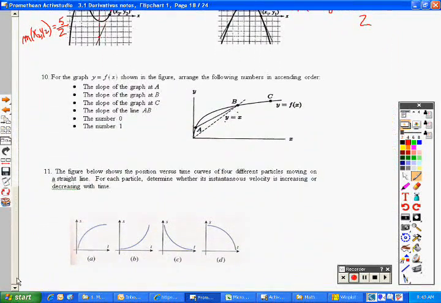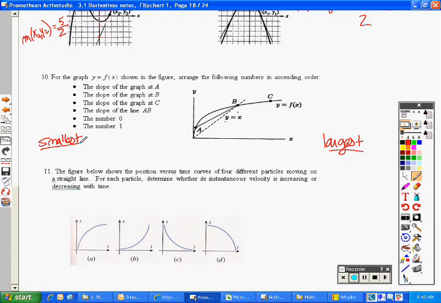All right, number 10. For the graph y equals f of x shown in the figure, arrange the following numbers in ascending order, so smallest to largest. And we have 6 things that we have to order: the slope of the graph at A, slope of the graph at B, slope of the graph at C, slope of line AB, the number 0, and the number 1.